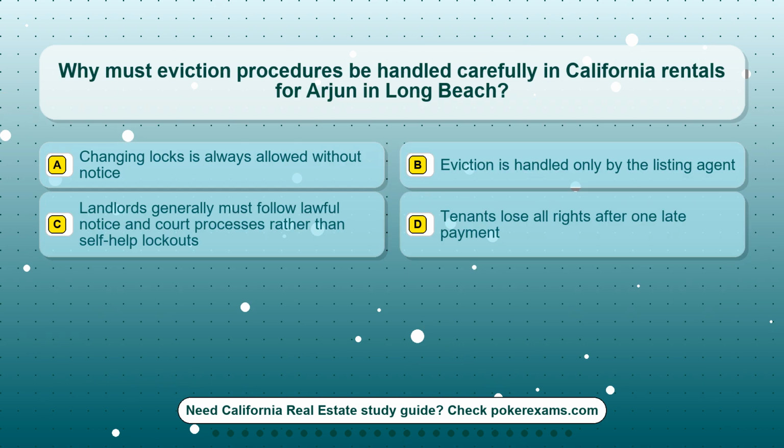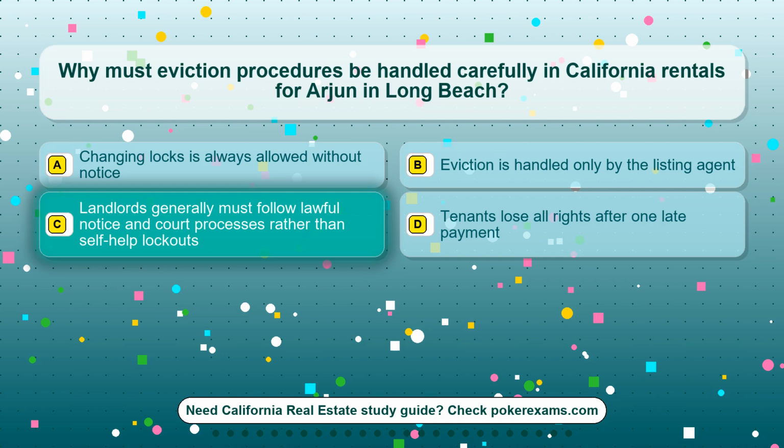Question 22. Why must eviction procedures be handled carefully in California rentals for Arjun in Long Beach? Option A. Changing locks is always allowed without notice. Option B. The eviction is handled only by the listing agent. Option C. Landlords generally must follow lawful notice and court processes rather than self-help lockouts. Option D. Tenants lose all rights after one late payment.